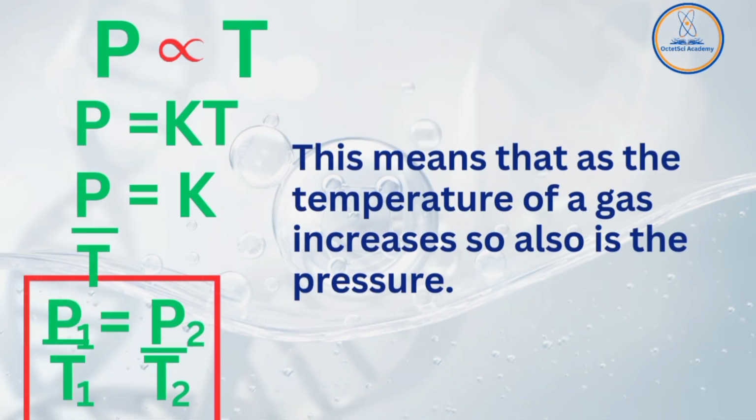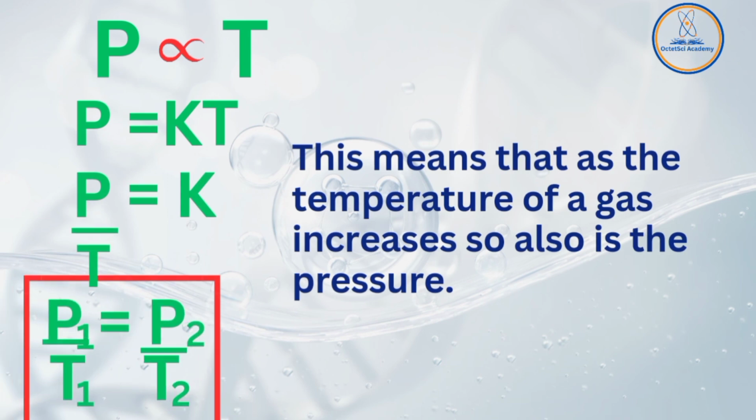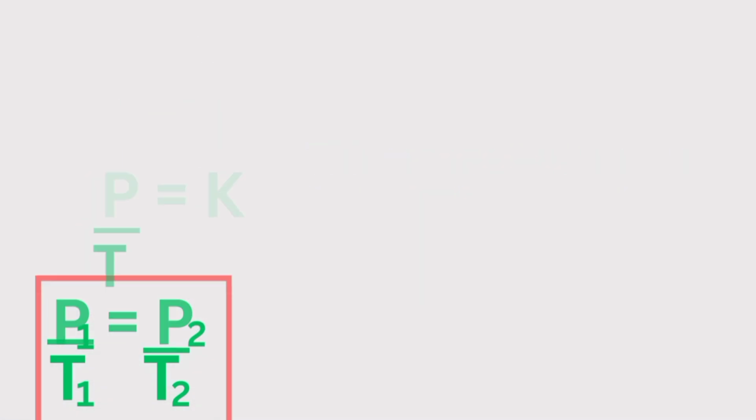So we have P with the proportionality sign, gives us the constant K. So at the end of the day, we have P1 over T1 equals P2 over T2. This means that as the temperature of a gas increases, so also is the pressure, since they are directly proportional to each other. So when pressure decreases, temperature also decreases.